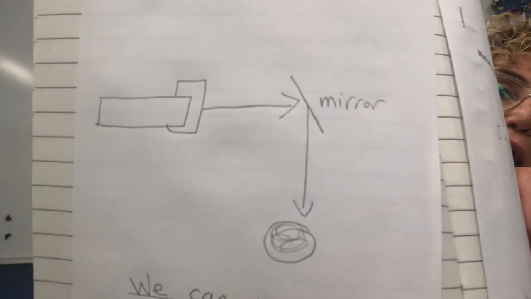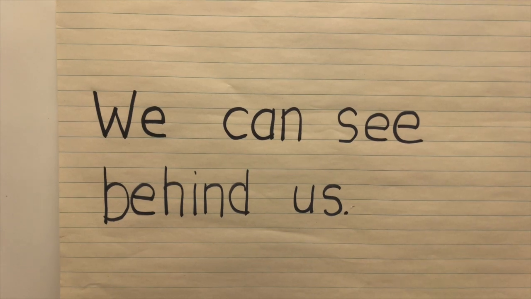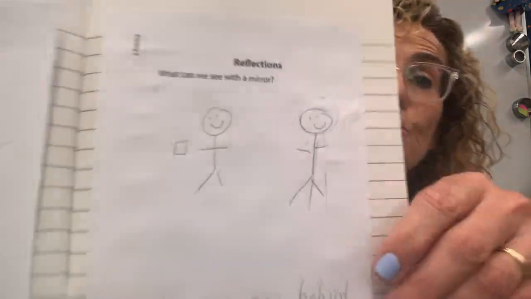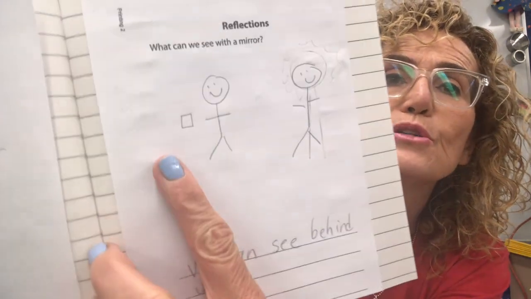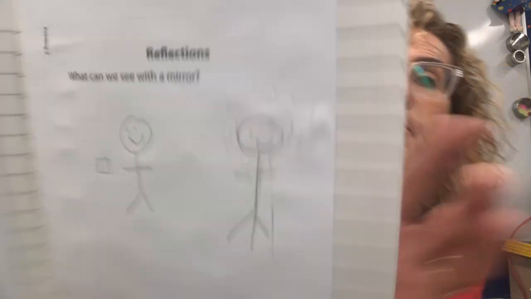I drew a picture of my flashlight and the mirror, and I pretended that I had used a ball. Okay? The other page says, what can we see with a mirror? And I said, we can see behind us. And I'm not a very good artist, so I just drew some stick figures. And here's a person with a mirror, and they can see this other person behind them. As I said, I'm not the greatest artist.